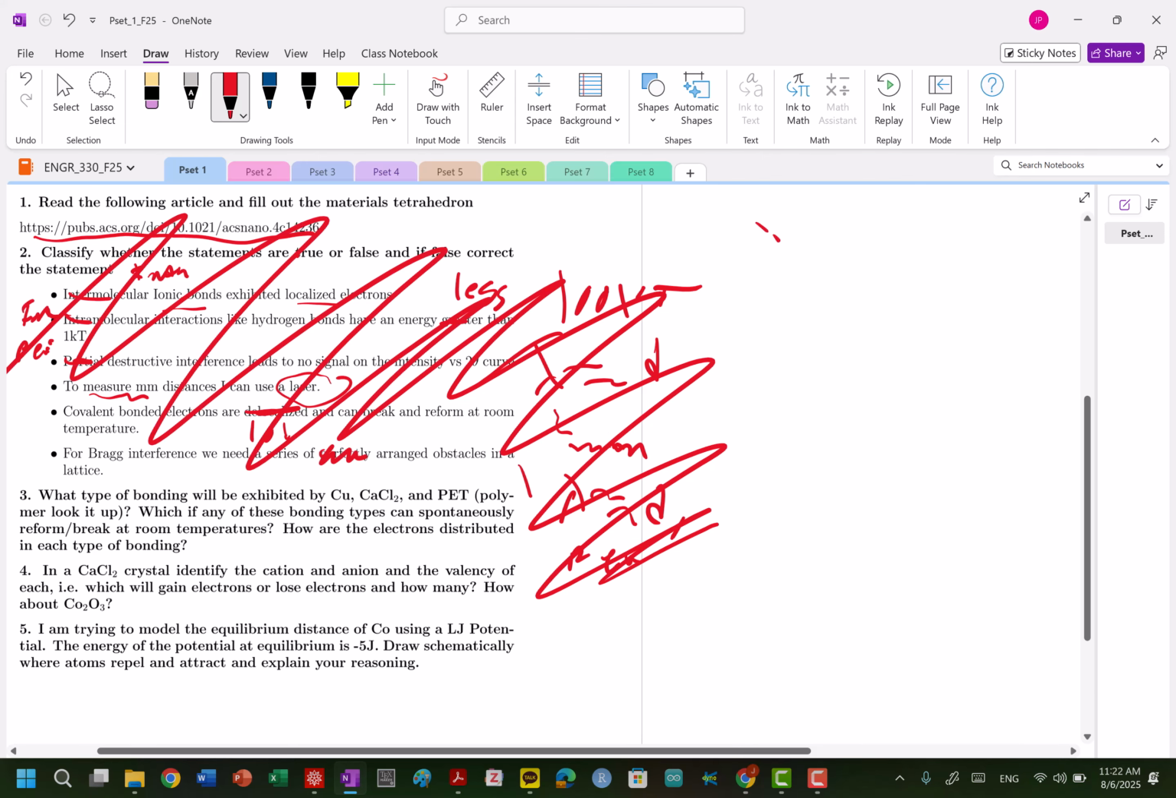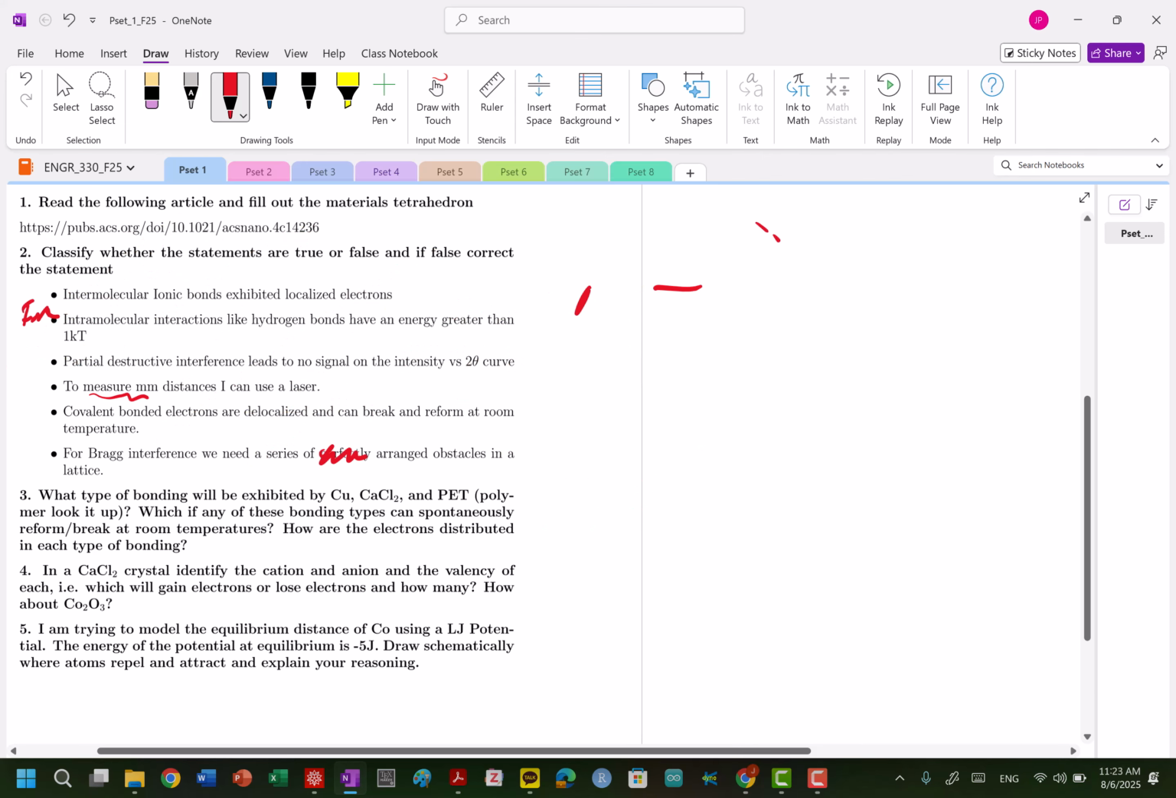Fantastic. So what type of bonding will be exhibited by Cu? Cu is a metallic bonding. Can it break and reform at room temperature? No, because the energy of the bond is greater than kT. How are electrons distributed? They are delocalized for metallic bonds. Great, check mark. CaCl2. Now, for CaCl2, we need to distinguish between if it's ionic or covalent or partially ionic covalent.